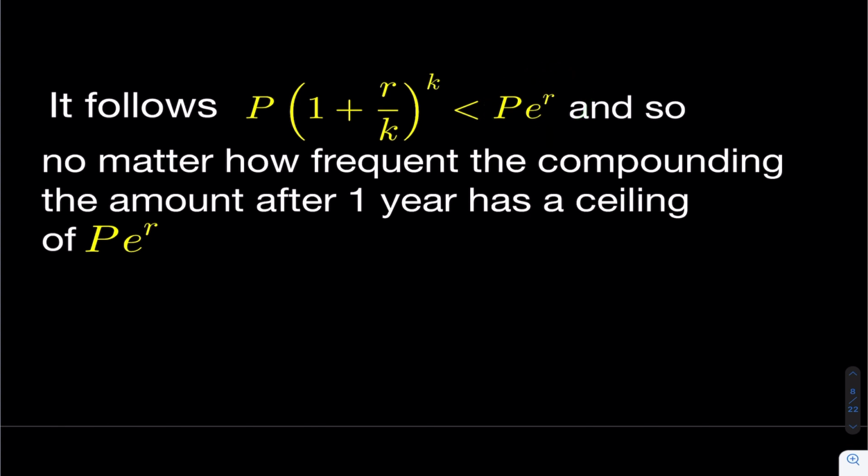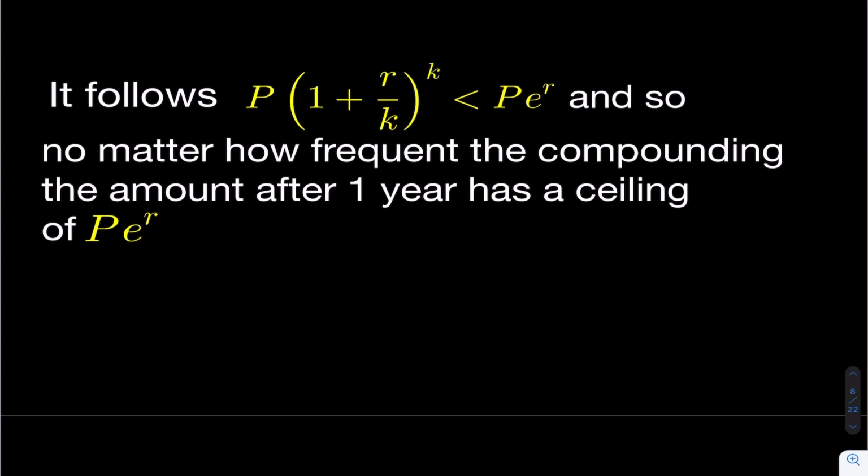And what that means is that the amount of money that you're going to make investing for 1 year when compounding k times per that year will always be less than the amount of money you'd make with the same annualized rate of interest investing continuously for that year. So no matter how frequent the compounding in that year happens, P e to the r is a ceiling, like an upper bound to the amount of money that you can make.